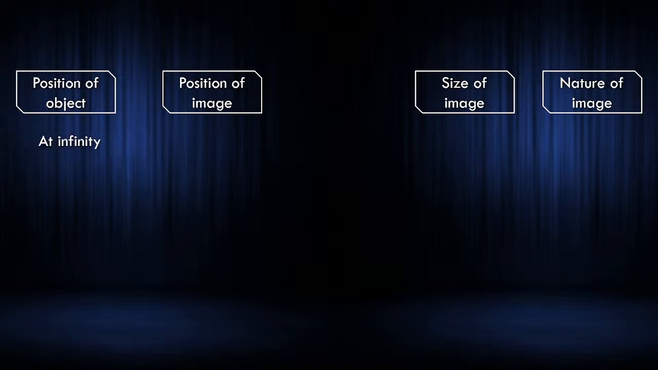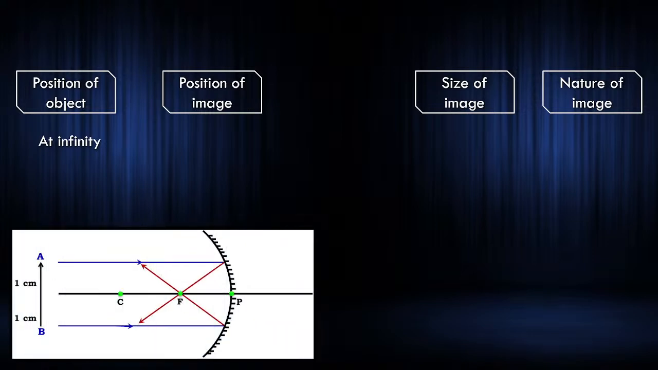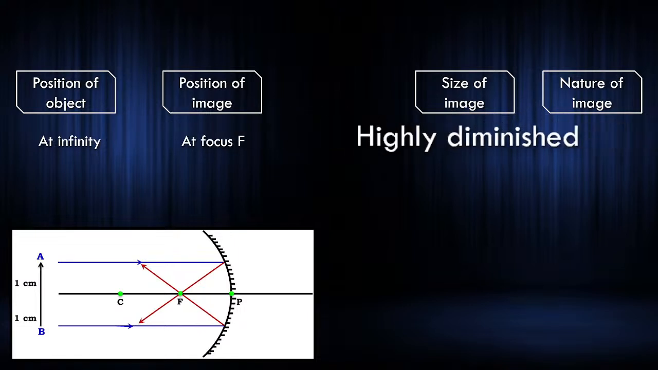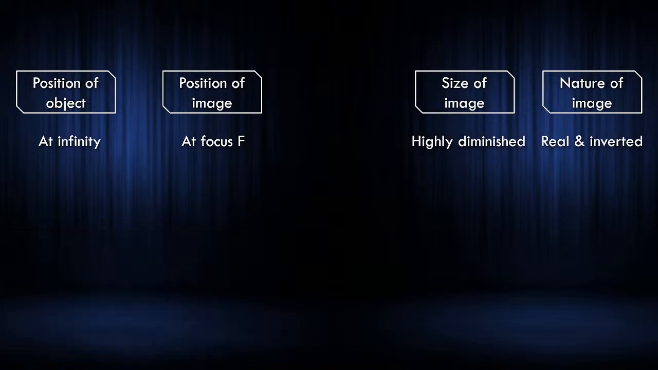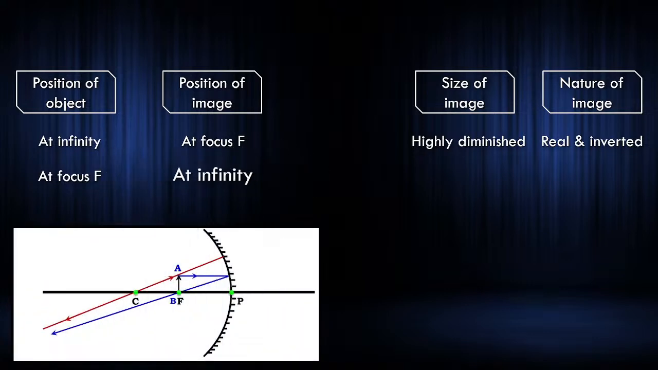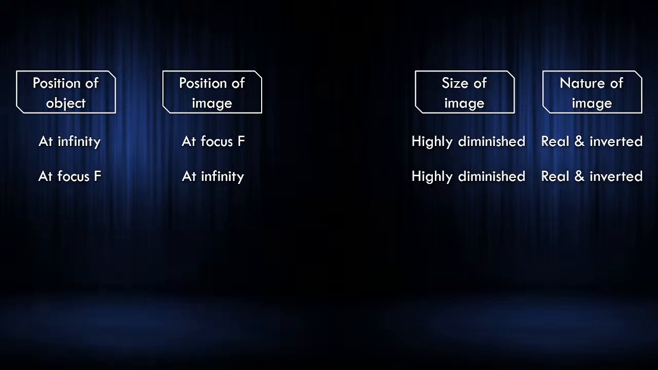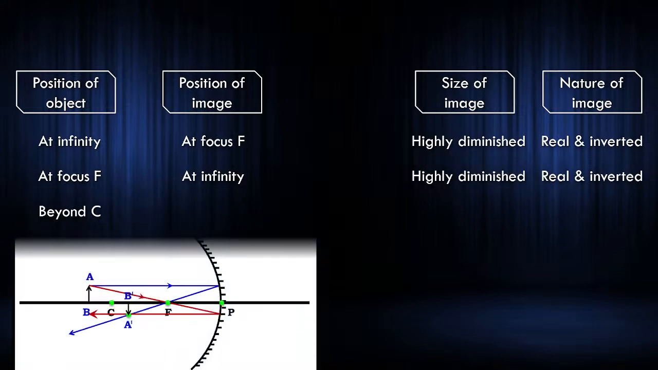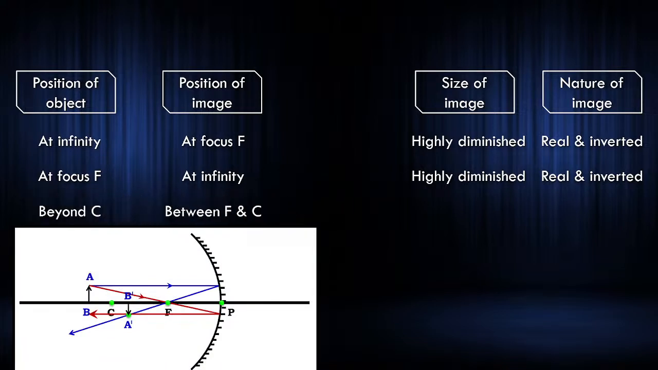Look at this now. Try to answer it. What happens if the object is at infinity? What happens to the position of the image? Position of the image is at focus, highly diminished, and the nature is real and inverted. What happens at focus? At infinity, highly diminished, real and inverted. Beyond C, the image is between C and F, diminished. Nature of the image, real and inverted.